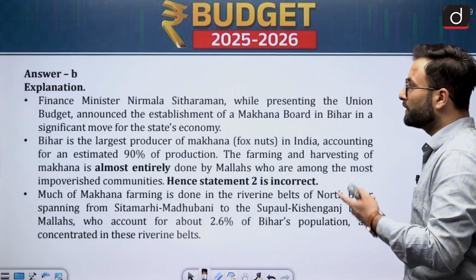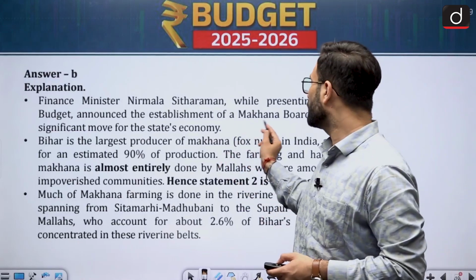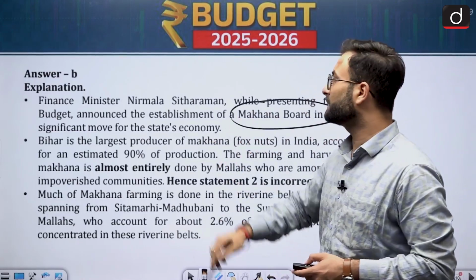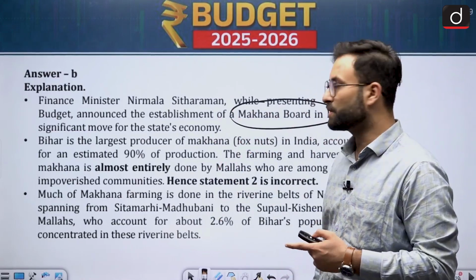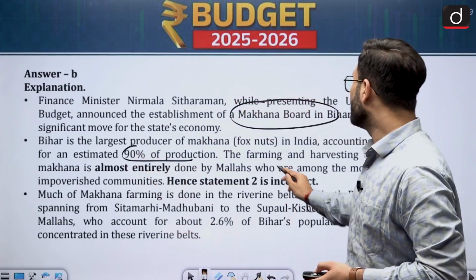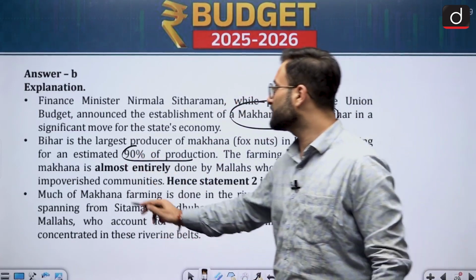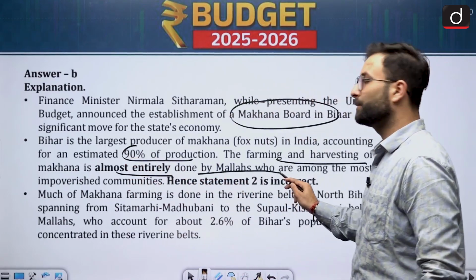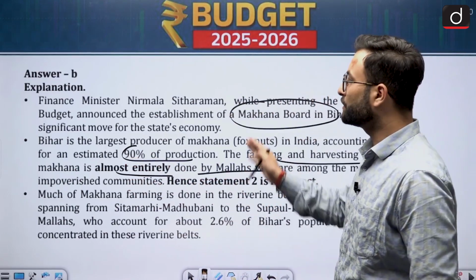Okay, so here you can see they are going to establish a makhana board in Bihar. Other than that, a food processing institution, and we have already seen 90% of the production is coming from Bihar. And again, the farming and the harvesting of the makhana is almost entirely done by the Mallaha community, but not fully. Okay, so that is about this.